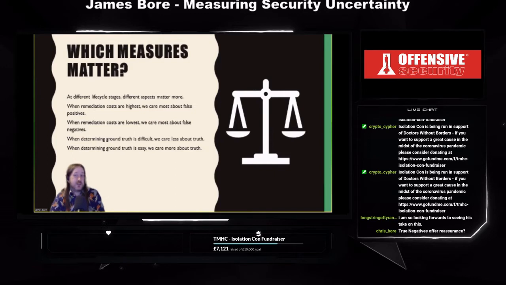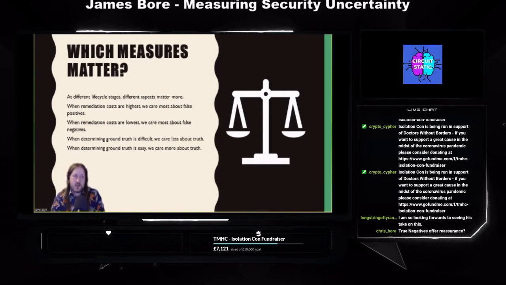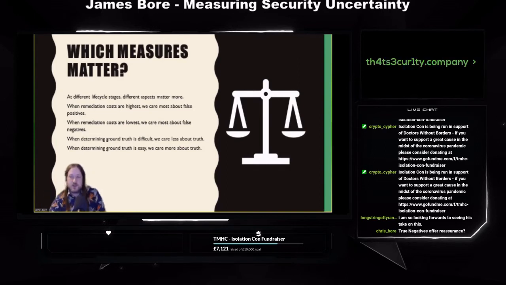Of course, once the system's actually deployed, it's relatively easy to determine ground truth. For any particular vulnerability, we can use a proof of concept and show whether it can be exploited or not. And then we really do want to care about the truth. So there is a trade-off.